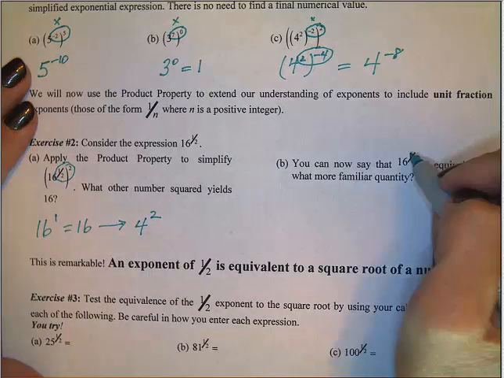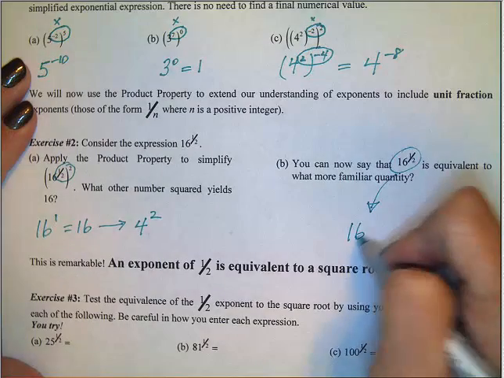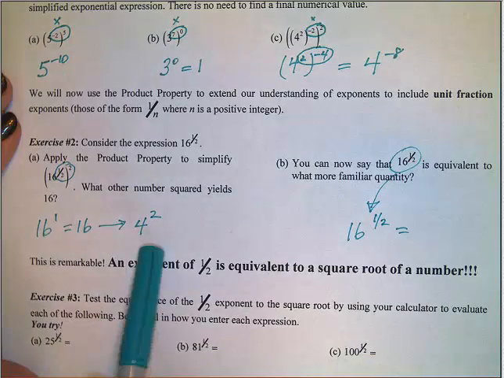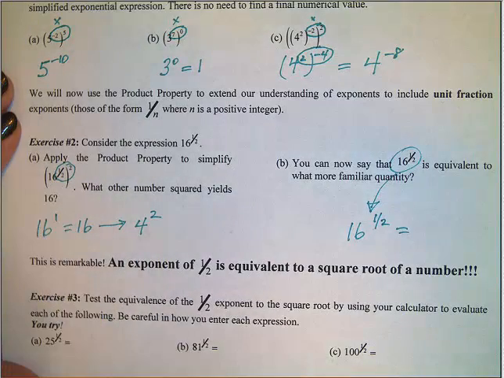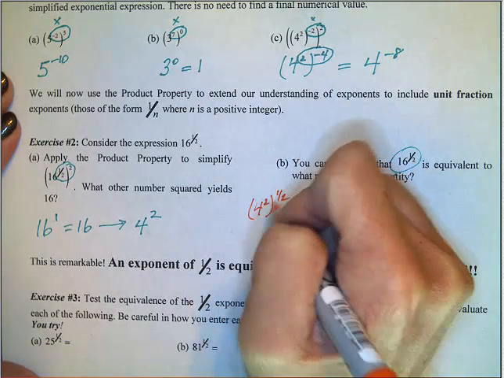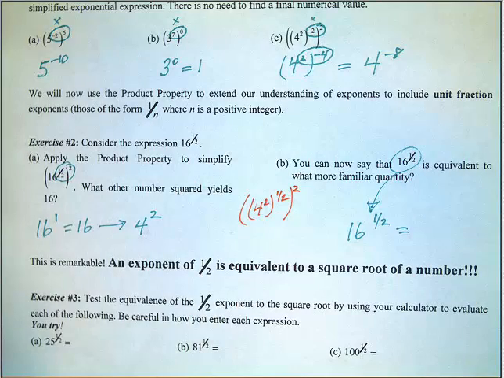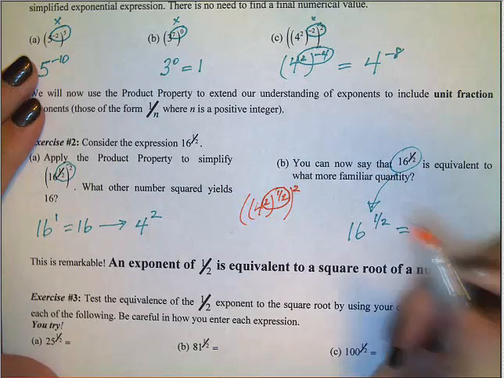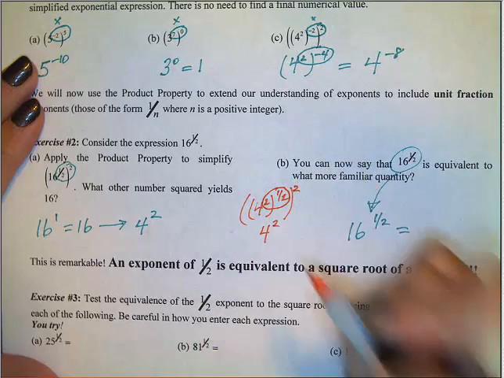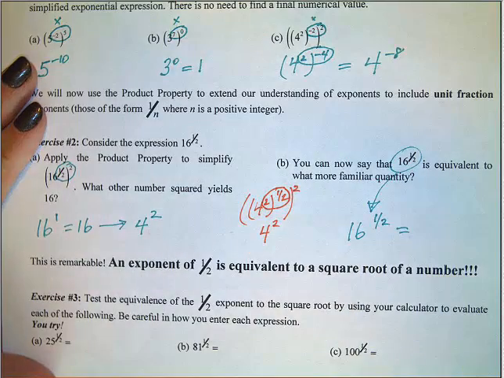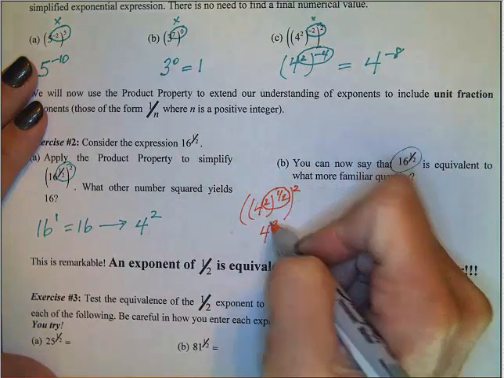So 16 to the 1/2 equals what? Well, let's think about this. If I can replace 16 with 4 squared, that means I have 4 squared to the 1/2 squared. Correct? In that first problem. So I notice what happens to these two things. They cancel. So I just have 4 and then it's squared. So if I have a 1/2 power, what am I really doing? 16 to the 1/2 gives me this number.